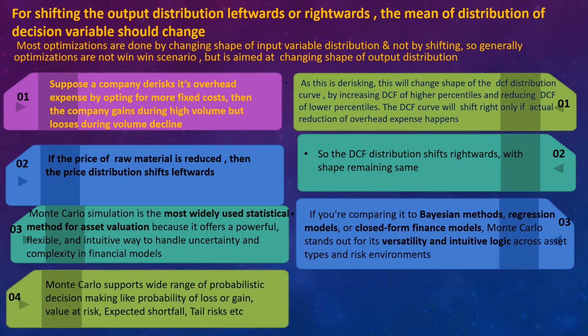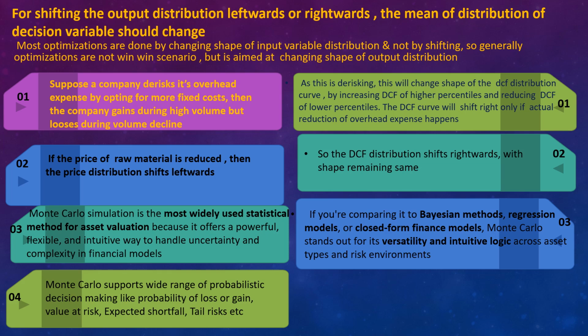Monte Carlo simulation is the most widely used statistical method for asset valuation because it offers a powerful, flexible, and intuitive way to handle the uncertainty and complexity in financial models. If you are comparing to Bayesian methods, regression models, or closed-form financial models, Monte Carlo stands out for its versatility and intuitive logic across asset types and risk environments.